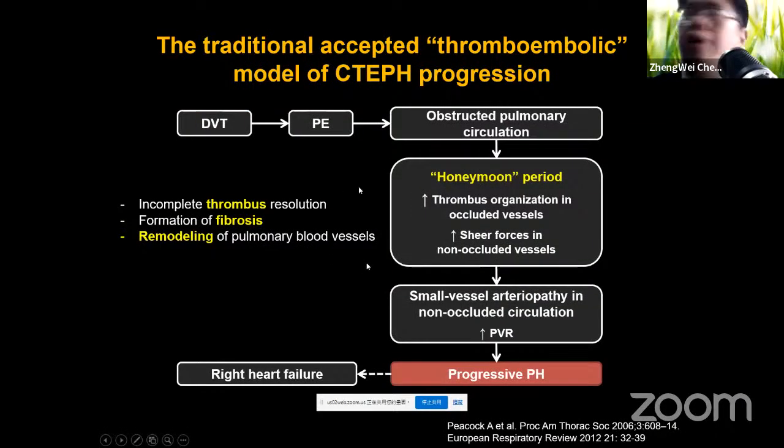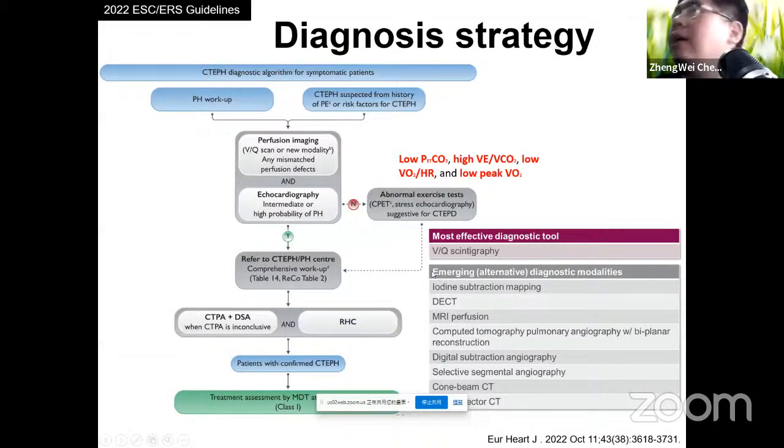This is the traditional model of CTEPH progression. Following pulmonary embolism, incomplete thrombus resolution, formation of thrombosis, fibrosis, and remodeling of the pulmonary blood vessels cause increased pulmonary vascular resistance, and this leads to the progression of pulmonary hypertension and eventually right heart failure. So how can we diagnose CTEPH? When CTEPH is suspected, a perfusion scan and echocardiography can be arranged to rule in the diagnosis. Further CT pulmonary angiography and right heart catheterization will be performed to confirm the diagnosis.